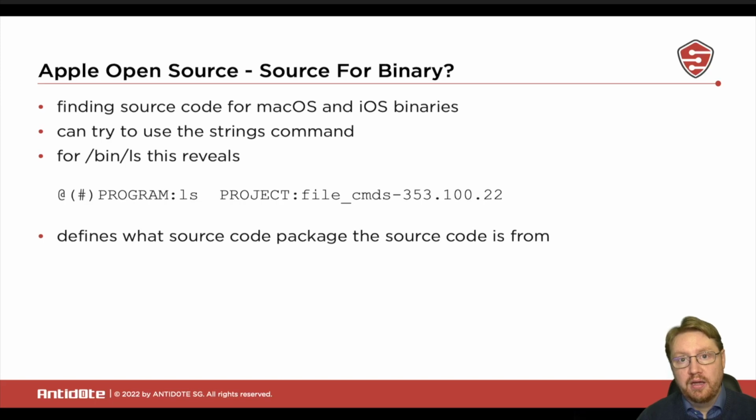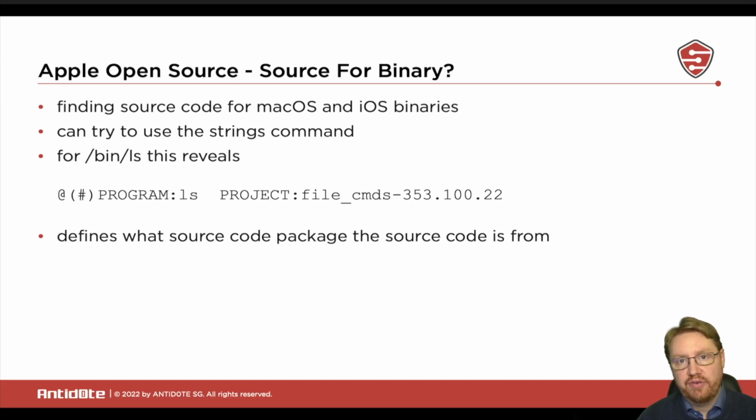So now that we know that there is a certain amount of source code available, how do we get from the binary to the source code package that we are interested in? For macOS and iOS, it's often possible to get access to the binaries. For macOS for sure, for iOS you can get them via several different means. For example, from a jailbroken device or by extracting them from the firmware updates.